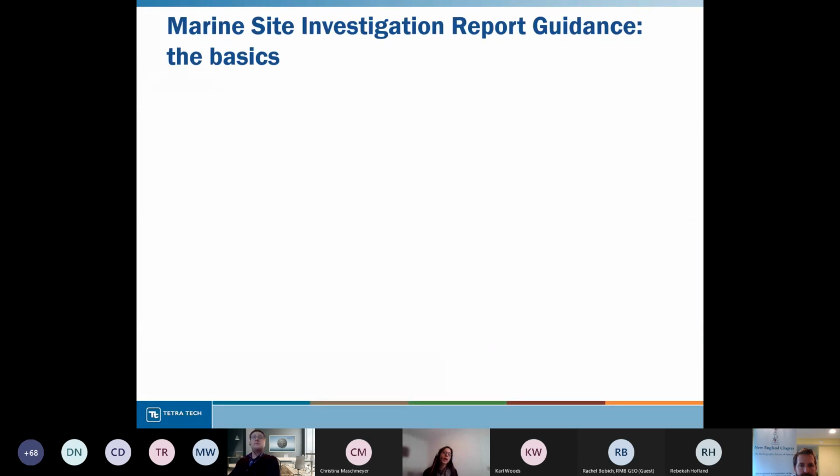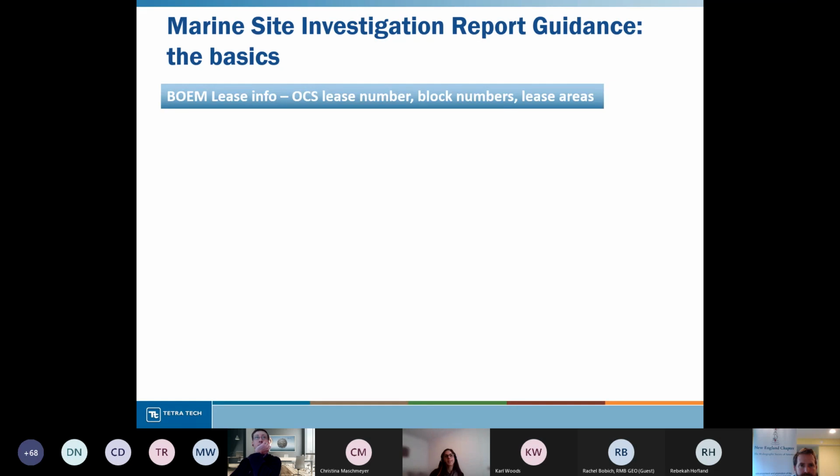So within the guidance documents that Marcus linked from BOEM, there is guidance on the Marine Site Investigation Report, and we use this document when we are reviewing MSIRs to make sure that we are checking all the boxes that BOEM wants to see. While these are just guidance documents, they really list out what BOEM wants to see, and we make sure that we are hitting all of the key parts.